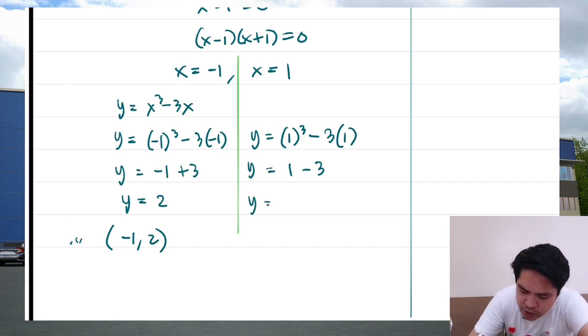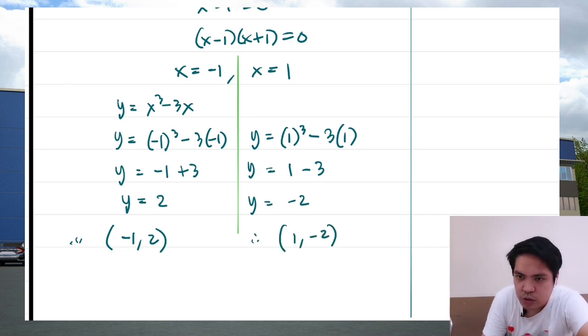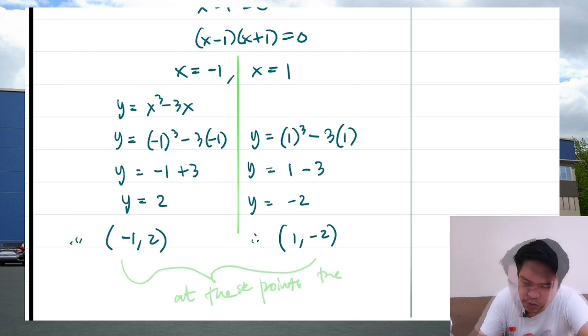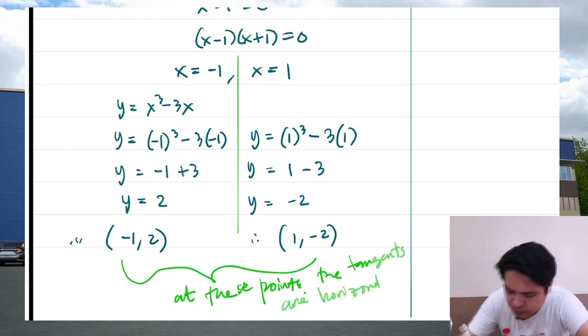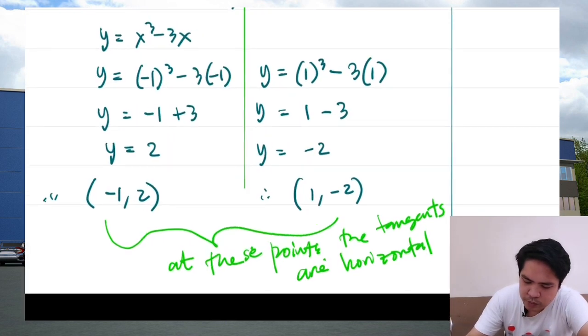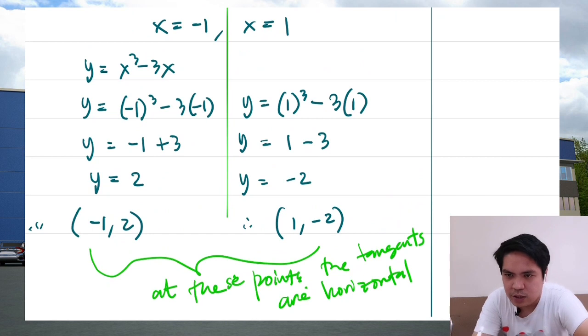Okay, so therefore y is equal to negative 2. So again, the other point of tangency is at 1, negative 2. So at this point, the slope of the tangent is 0. Or should I state that as the tangents are horizontal? By the way, pwedeng tangent line, pwedeng tangent din. Because pag tangent, minsan automatic siya that pertains to the tangent line.